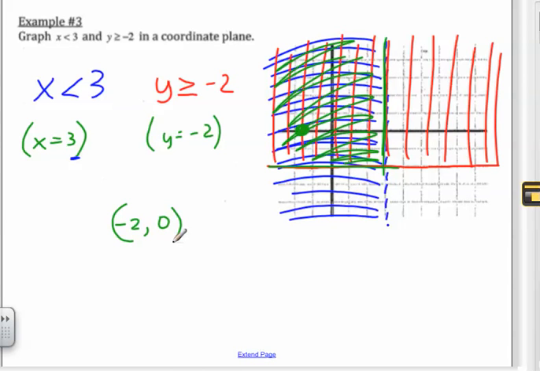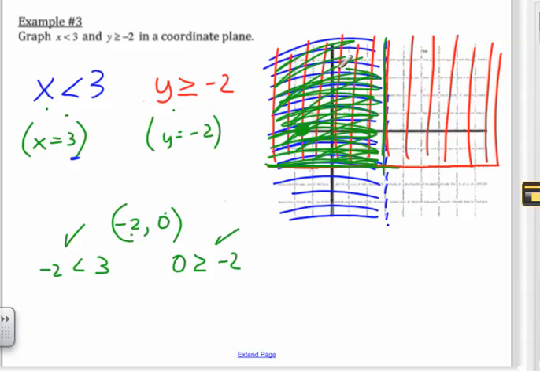And if I plug this into each one of these inequalities, I'm going to get a true statement. If I plug in the x here, I'm going to get negative 2 is less than 3. And that's true. And if I plug in 0 over here, I'm going to get 0 is greater than or equal to negative 2. And that's true. Okay? This is the shaded area for both of them. That means it solves both of those inequalities.